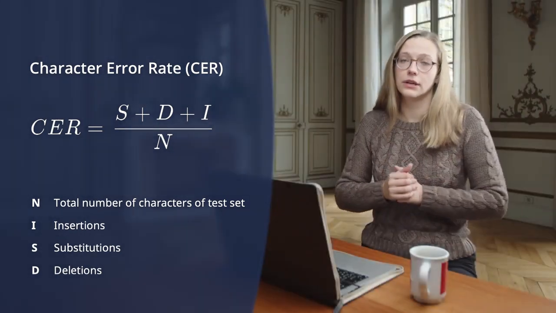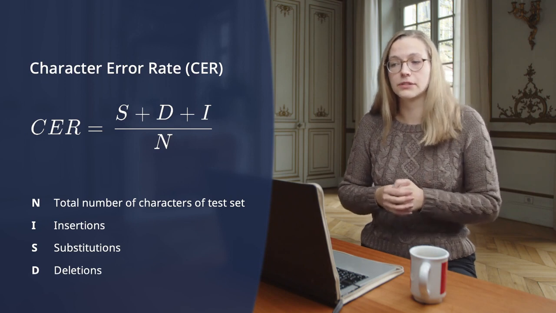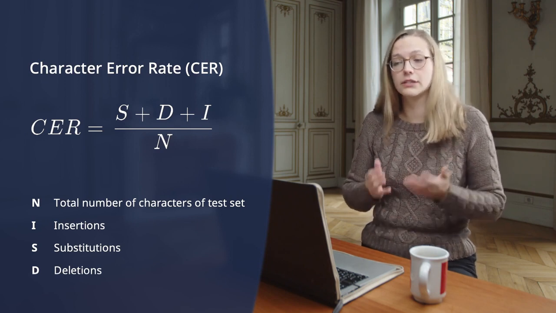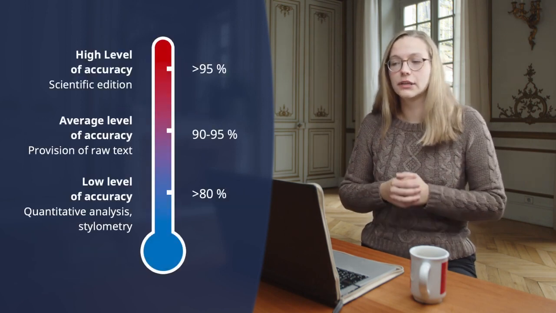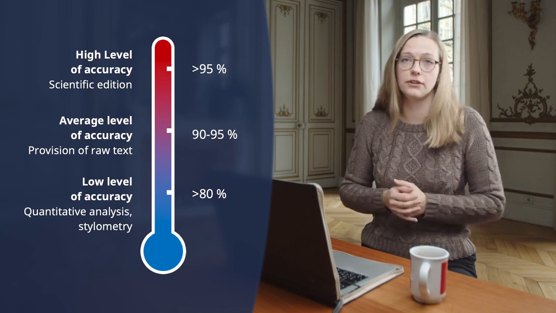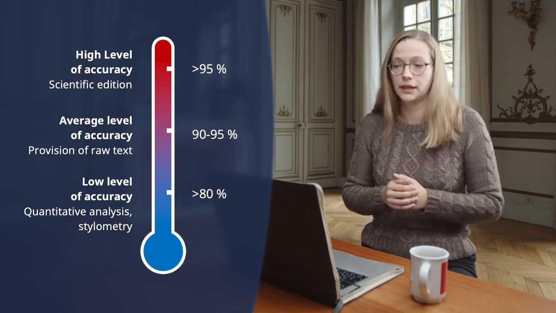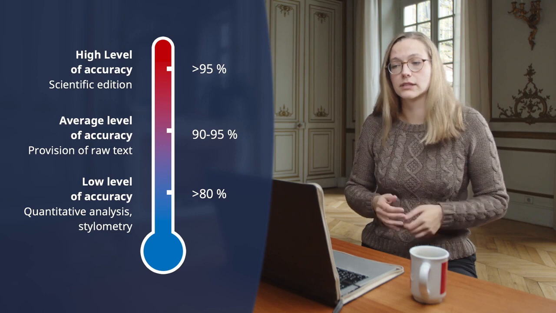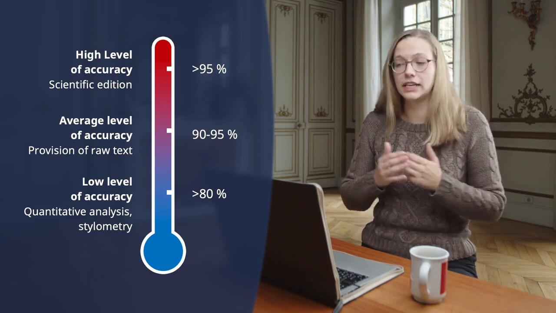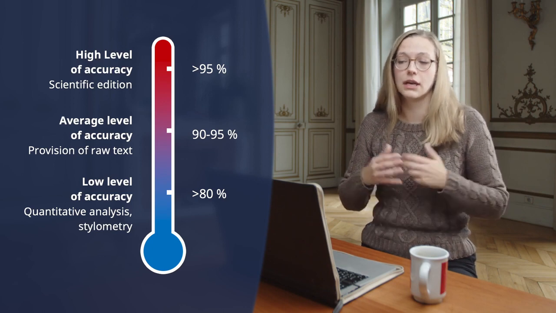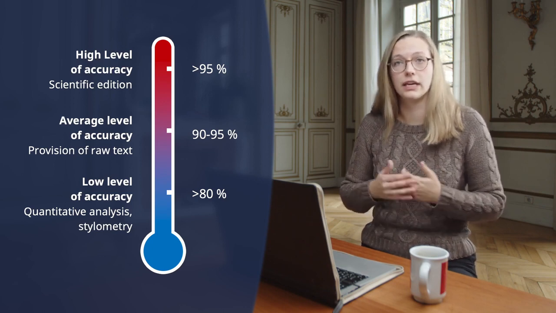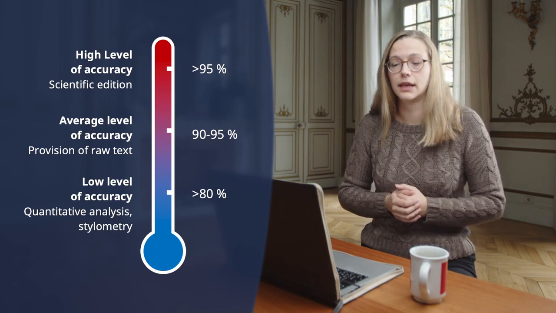The accuracy is a good indicator of the performance of a model, but choosing the highest score is not always necessary. It depends on the desired goal. For a text edition, an accuracy rate of over 95% is required. For the provision of raw text, an accuracy rate of over 90% is sufficient, while statistical analysis can be carried out using a model offering 85% accuracy.